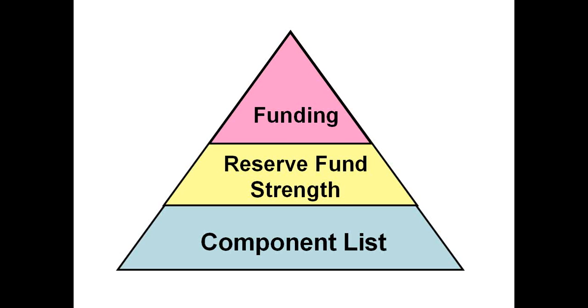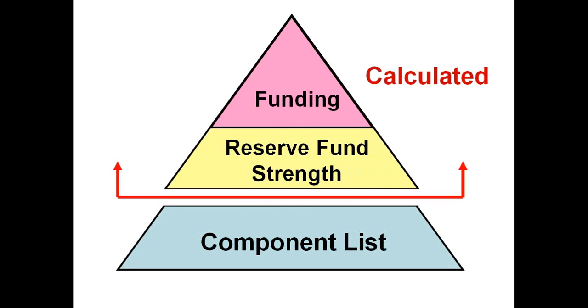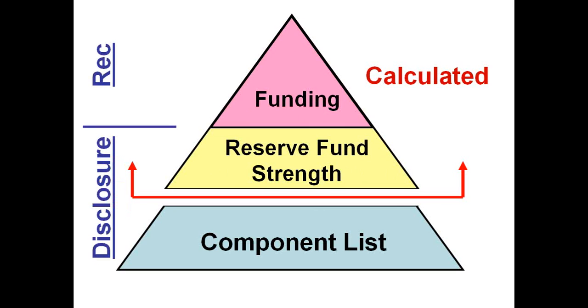Now what's interesting, and another way I can portray this, is that the component list is something that's based totally on observations, whereas the reserve fund strength and the funding plan are things that are calculated. So again, that's another way to understand that the component list is foundational to everything we do with the reserve study. So it's appropriate to make sure that we get that right. And another way to look at a reserve study is, in addition to the three parts, the component list, calculation of reserve fund strength, calculation of a funding plan, two of those parts are disclosures and one part is a recommendation. Obviously the component list is a disclosure.